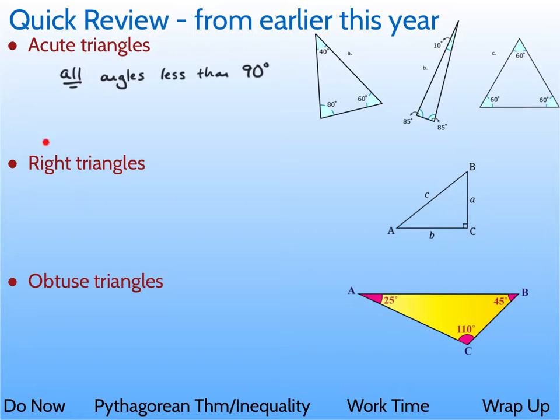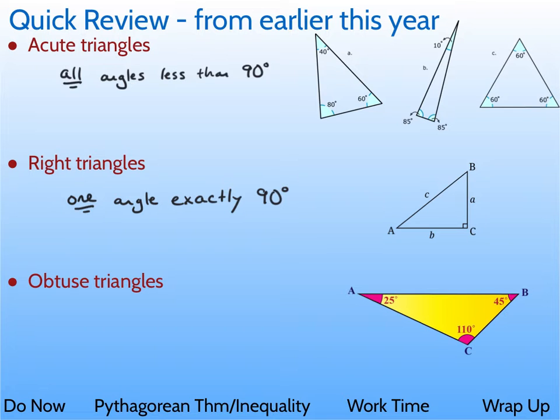All right, right triangles, pretty much says it in the name. Acute is less than 90. Right triangles are any triangle with one angle exactly 90 degrees. Remember, a triangle has to add up to 180, so you can't have two 90-degree angles, because you'd have 90, 90, and then you'd be at 180, and there'd be nothing left for the third angle. So, only one angle, 90 degrees.